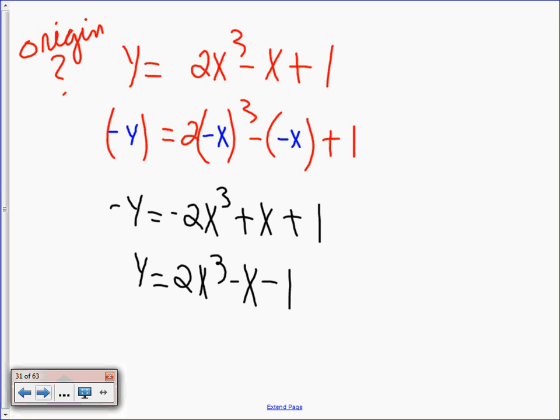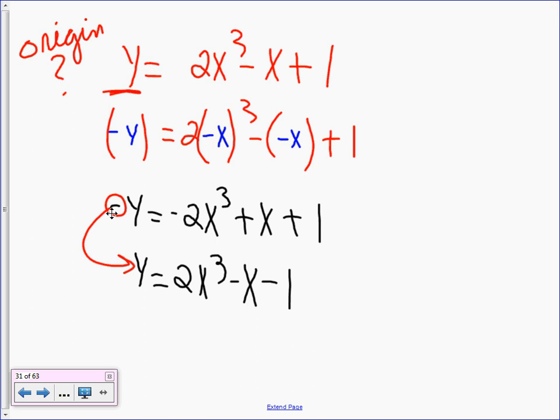Negative y comes down. Negative x cubed is negative x cubed. Times 2 is negative 2x cubed. Negative negative x is positive x. Plus 1 plus 1. If you can solve, rearrange, do whatever you need to do to make this look like what I started with. The original one said y equals, so I decided to divide through by negative 1. So is the new thing the exact same thing as what I started with? No. Therefore, you got no symmetry.